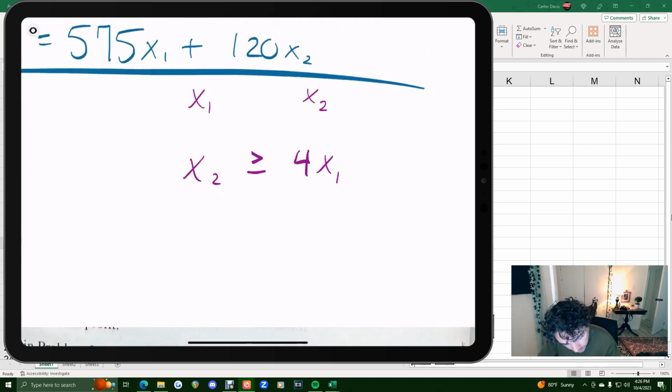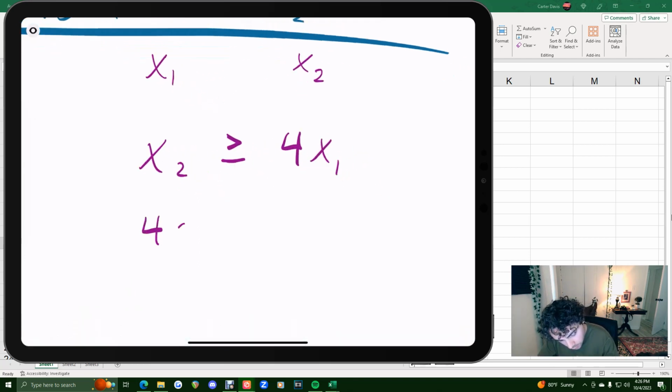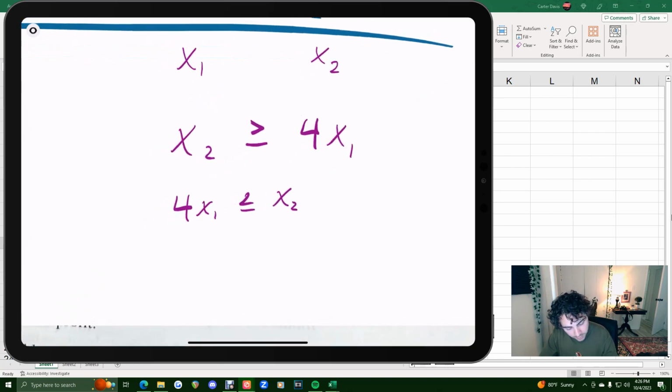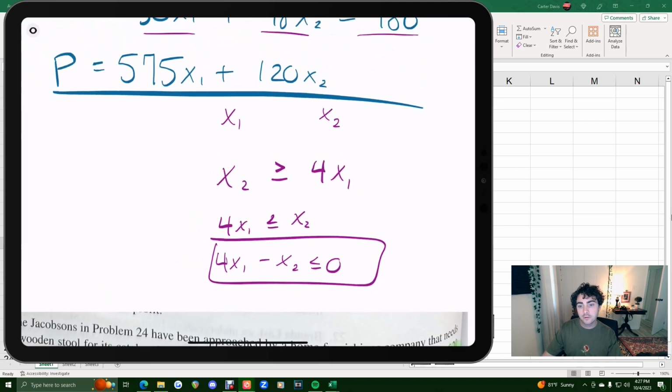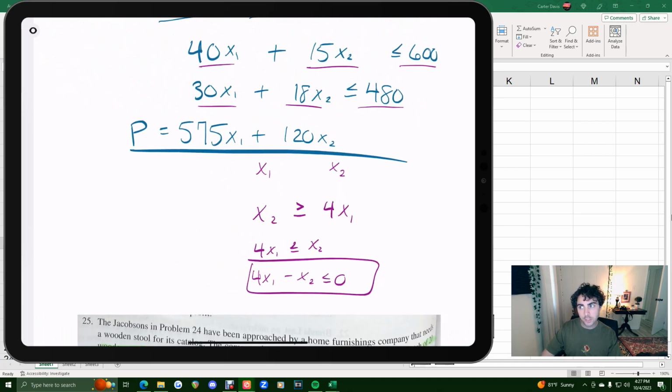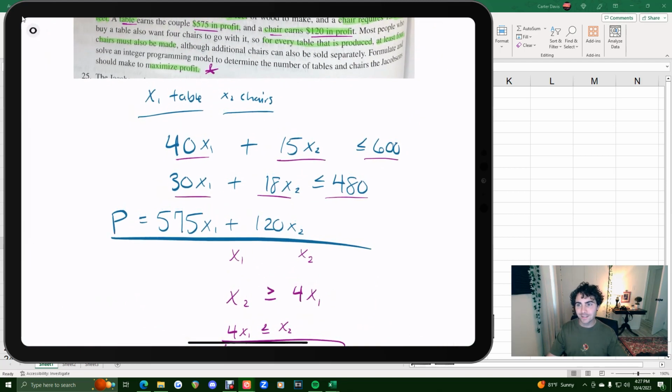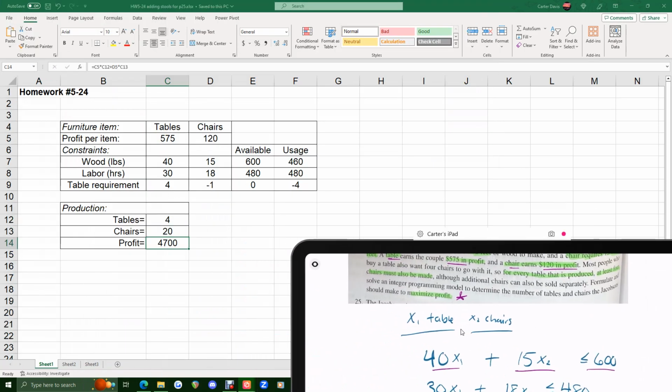So let's manipulate this a little bit. I'm going to just turn it around. So it's 4x1 is less than or equal to x2. And then to match the Excel document, I'm going to subtract x2 and have it less than or equal to 0. So this is the constraint that comes out of the whole 4 chairs per table deal. Okay? Now, let's look at Excel and compare our work.